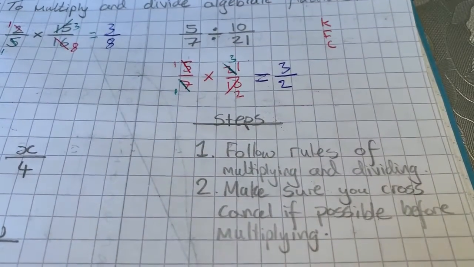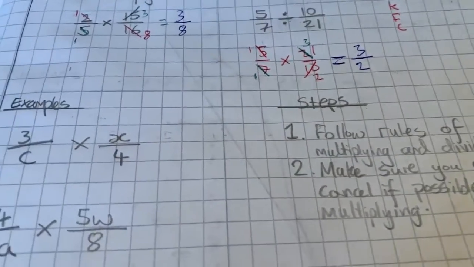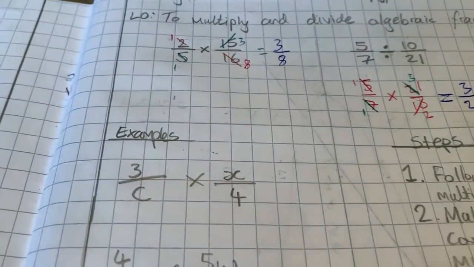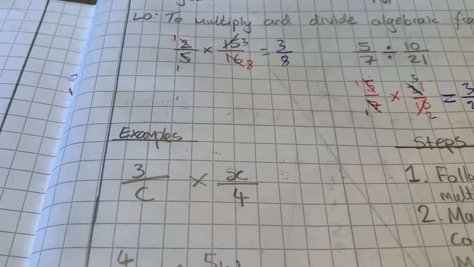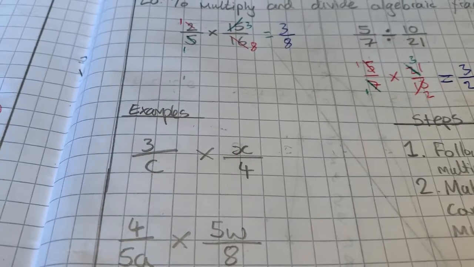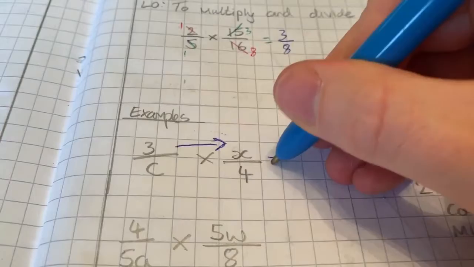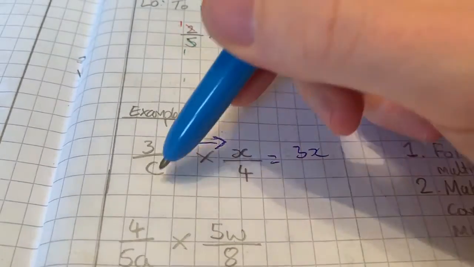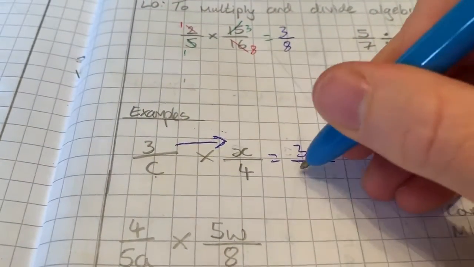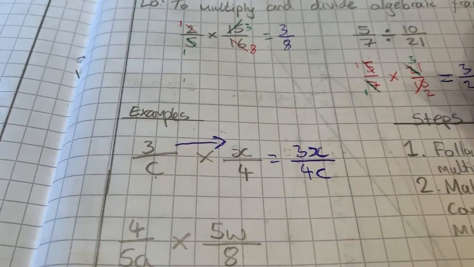Now, looking at this in the sense of algebra, the steps are the same as what you normally do. Rules of multiplying, dividing, make sure you cancel down if possible beforehand. I've got 4 examples to go over and a few for you to try. First one here, I've got 3/c times x/4. This is a straight multiplication question. So I'm just going to do 3 multiplied by x, which is 3x, c multiplied by 4, which is 4c. And that literally is your final answer for that one.